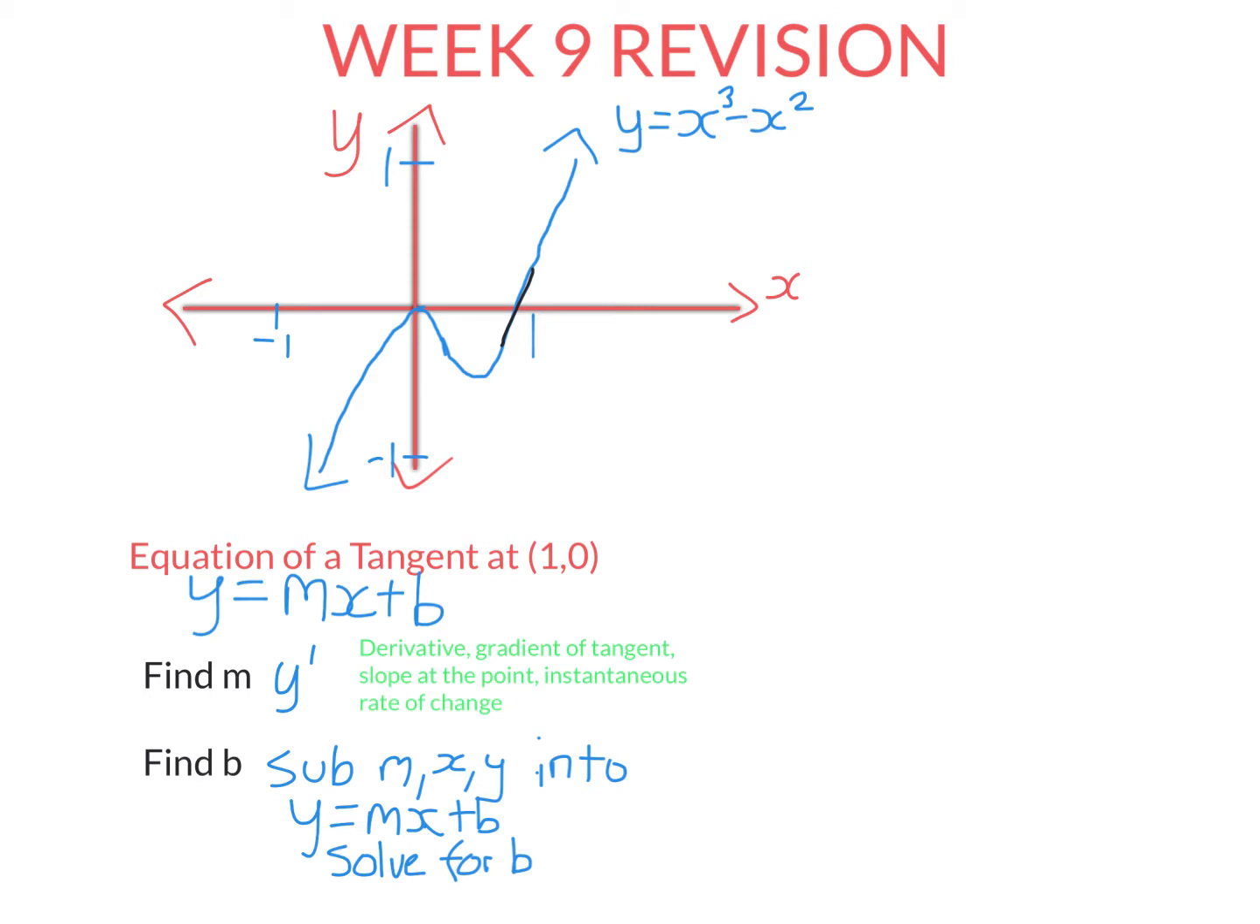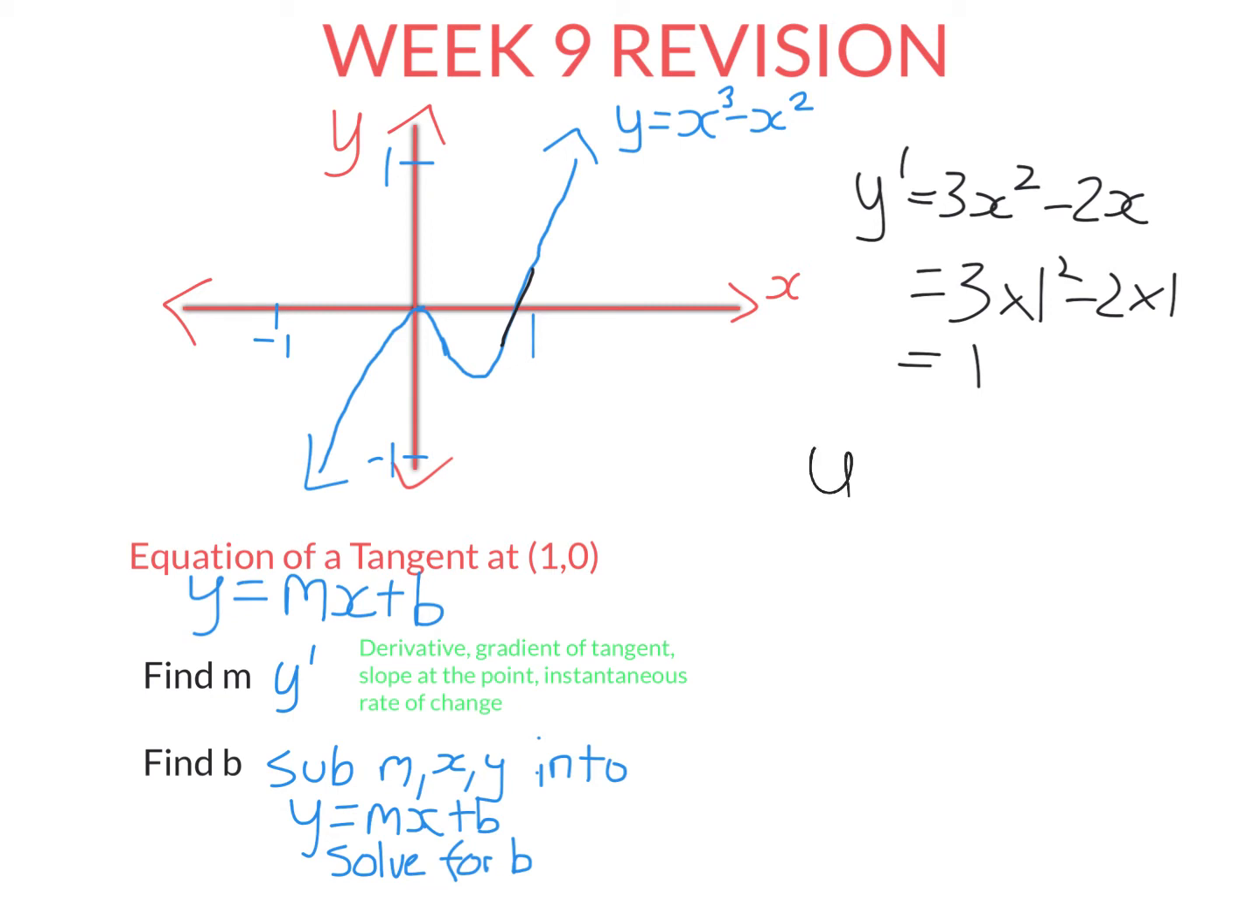So if this is our equation here, for the derivative, we just move the power to the front and decrease the power by 1, move the power to the front, decrease the power by 1. This is the gradient function of this curve here. So to find the derivative at this point, we just substitute in x equals 1. So the derivative there will just be 3 times 1 squared minus 2 times 1, and that equals 1. I have found the gradient of this tangent must be 1.